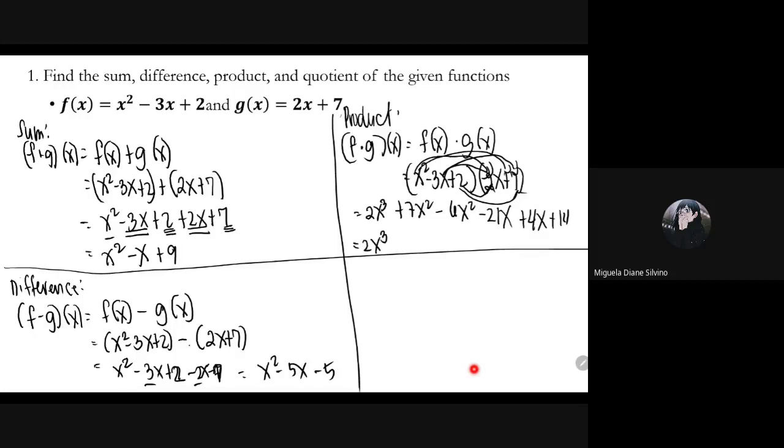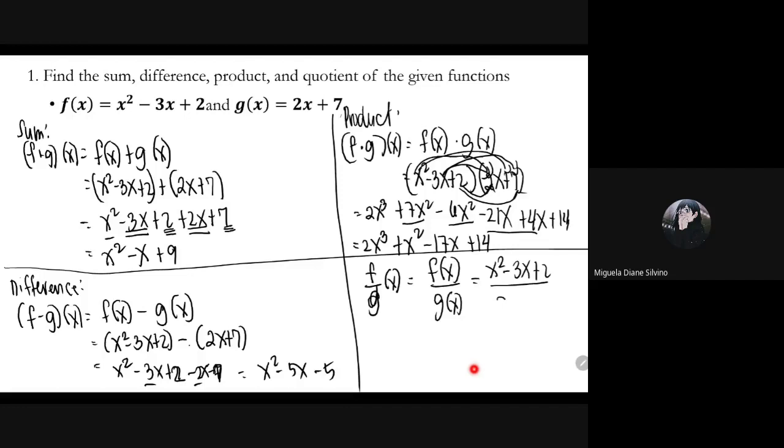Walang kasama si 2x cube, ibaba mo lang siya. Ito ay parehas. When you combine that, that's positive 1x squared. Ito naman ay parehas, so that is minus 17x. Tapos ibaba mo lang si 14. The last thing is the quotient. So we have f of x over g of x. Ang ating f of x dito ay x squared minus 3x plus 2 over 2x plus 7. Since we can no longer simplify that, that will be the final answer.